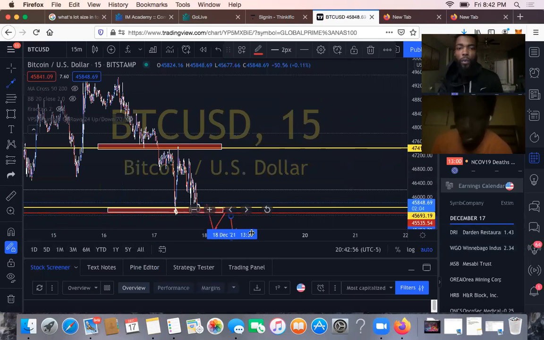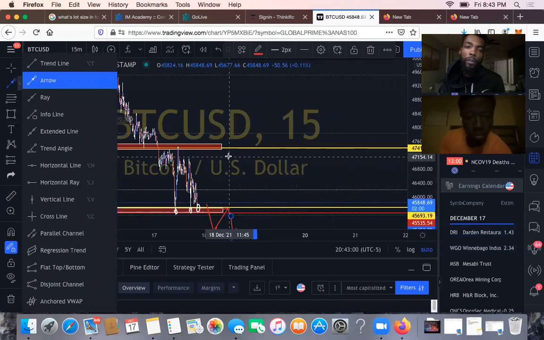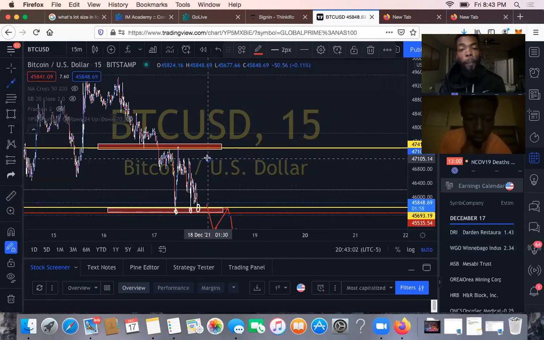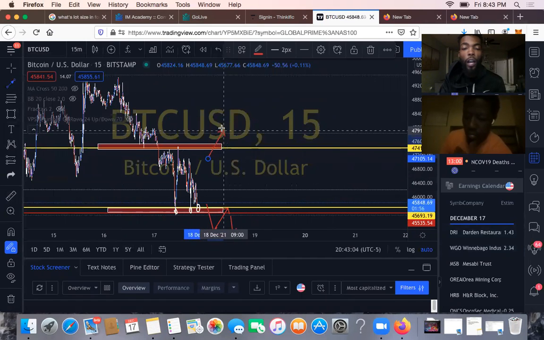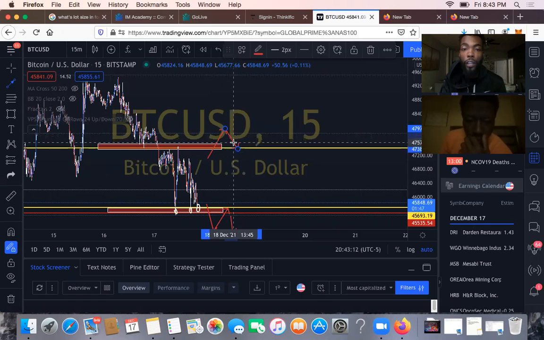All right, so that's the break and retest for the sell, but you want to look at the break and retest for the buy as well. So you want to wait for a candle to break above, right? Come back down and retest the zone. And when it comes down to retest the zone, that's your entry right there.